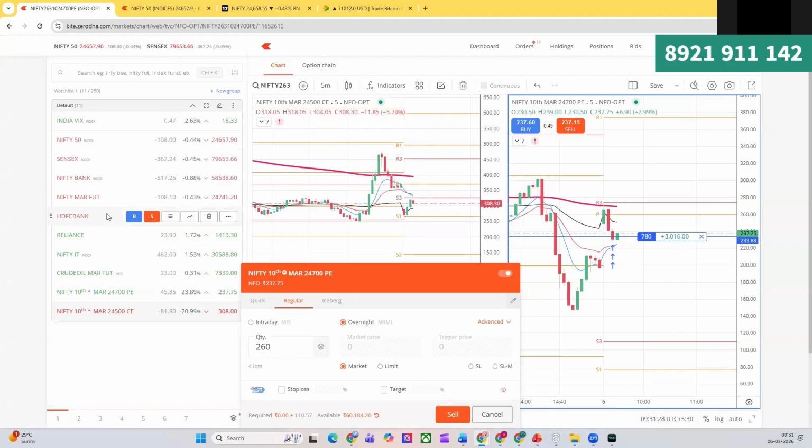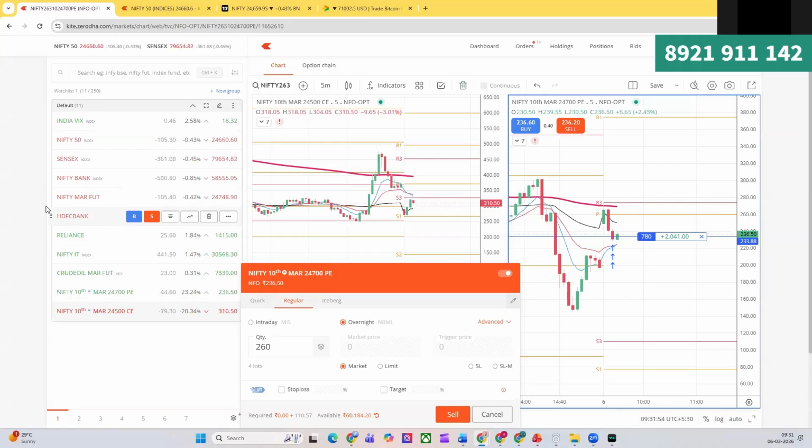HDFC is slightly weak. HDFC can drag. Reliance is positive because of this Russian oil buy. In fact, the oil crisis is actually positive for Reliance. They are a refinery company, so when the price is going up, it's good for them. So Reliance is expected to do well.